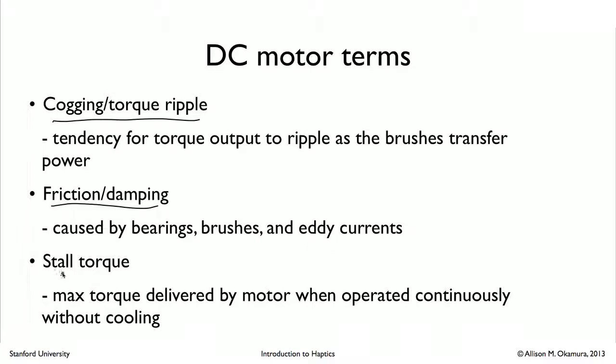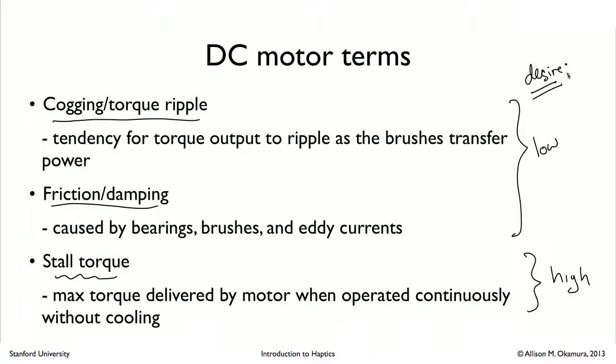And then there's also a very important parameter which isn't often quoted or necessary for a lot of motor applications, but it's super important in haptics, and that is stall torque, because that's the maximum torque delivered by the motor when it's operating continuously without cooling. Since when you're holding onto a haptic device the motor's not really spinning much at all, you're really just feeling the torque that's output by the motor, so it's important that this max torque be as high as possible. So the stall torque you would like to be as high as possible, and cogging, torque ripple, friction and damping you would like to be low. So these are what you desire for your haptic device.